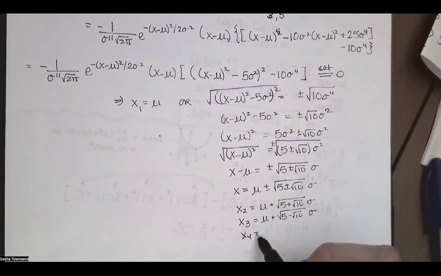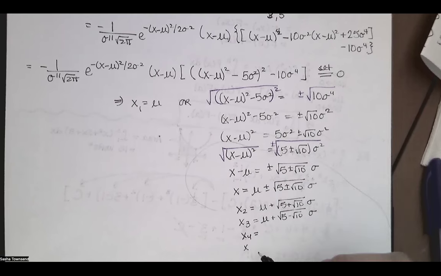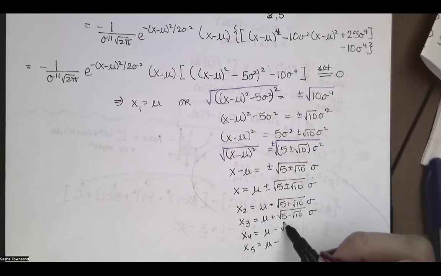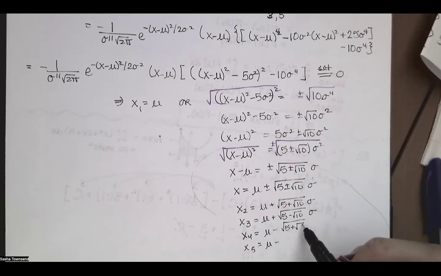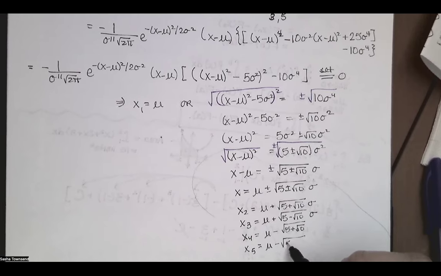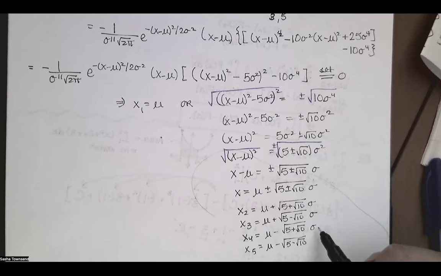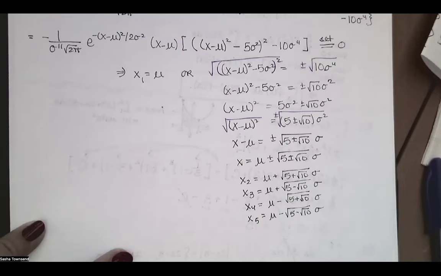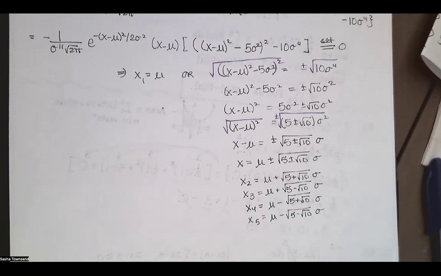And then our fourth root comes from using the minus sign here. So we have the mu minus in both cases. And then we'll have 5 plus the square root of 10 under that radical, and 5 minus the square root of 10 under that radical. And all of those are multiplied by sigma. So we've got those 5 roots. Ooh, Lord.